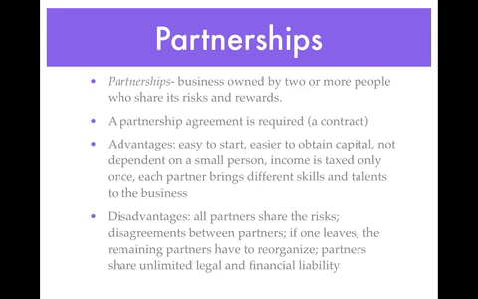It's easier to obtain capital because you have a co-signer on the loans. It's not just one person. It could be two or three or more people. Since all of this is not dependent on one single person, you share in the risks and whatnot. Income is taxed only once. Like a sole proprietorship, it's taxed at basically the tax level of the persons.